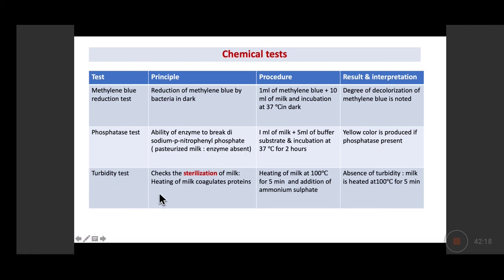Then there is a turbidity test which checks the sterilization of milk. In this, if the milk has been heated up to 100 degrees, then the proteins like albumin and casein will already have been coagulated. So upon addition of ammonium sulfate, they will not be able to produce turbidity. So absence of turbidity means that milk has been heated effectively at 100 degrees for 5 minutes.